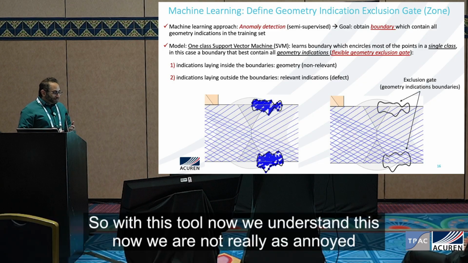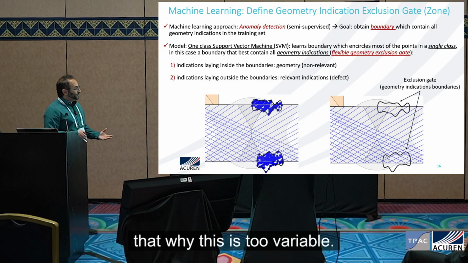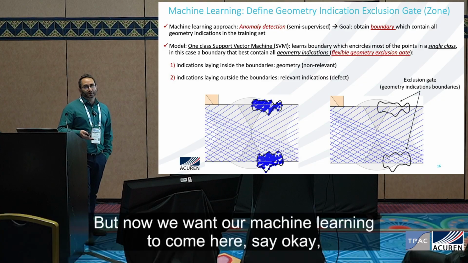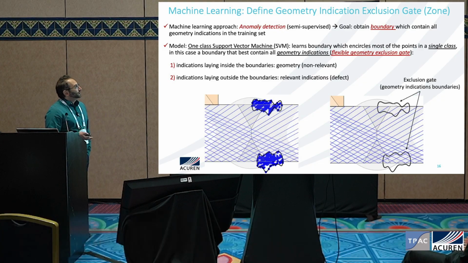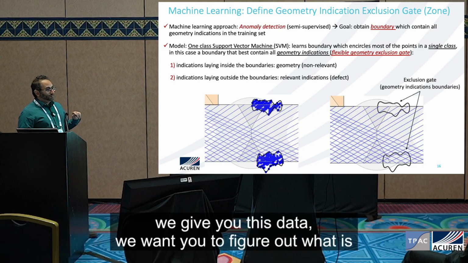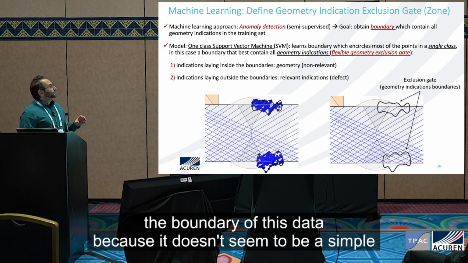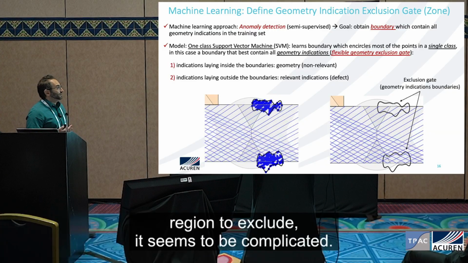So with this tool, now we understand this. Now we are not really as annoyed about why this is so variable. It all makes sense. But now we want our machine learning to come in and say, okay, we give you this data, we want you to figure out what the boundary of this data is, because it doesn't seem to be a simple region to exclude. It seems to be complicated.